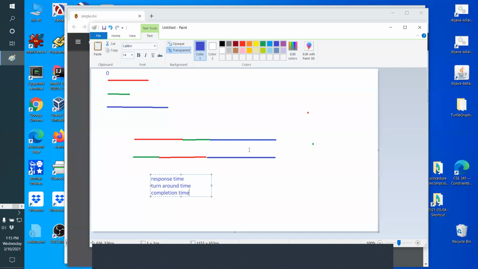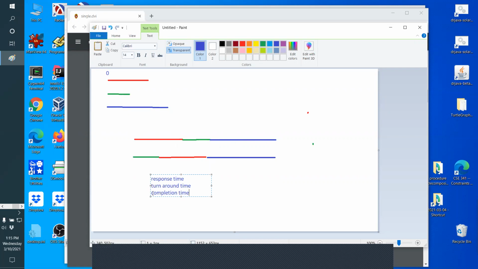Response time is the amount of time it takes them to get going. How long is it before somebody responds to them? The response time of the red one is 0. He arrived at time 0 and he was scheduled at time 0. The green one's response time was the red one's completion time. So response time is how long from when you arrived to when you start working. Turnaround time is from when you arrived to when you finished working. The blue one has the same response time and turnaround time in these two schedules.